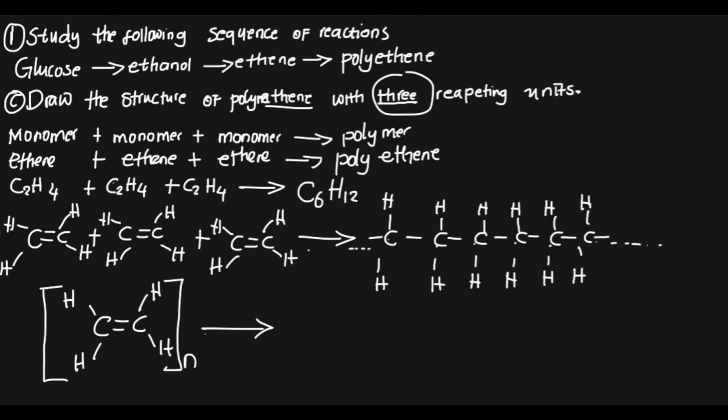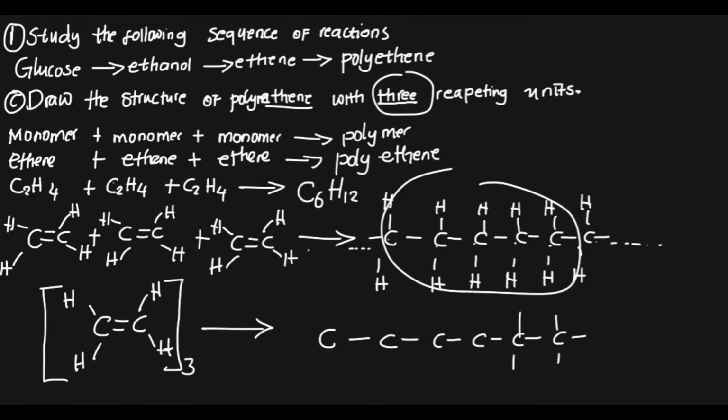So here we have n. So n indicates the number of repeating units or the number of monomers. So we put 3. So 3 means that we have 3 molecules of ethene. Then here, when drawing the structure, you do the same as we did with this one. So that is the point you need to know whenever you're dealing with addition polymerization.